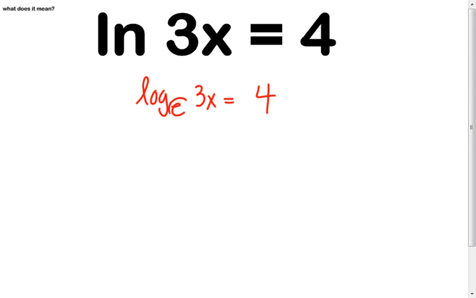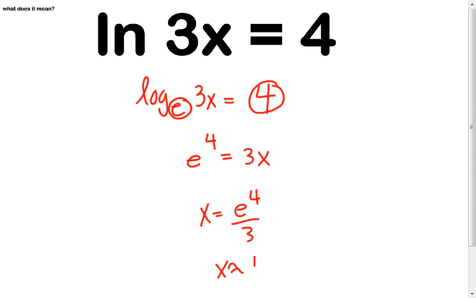So now, here's your base, e. Here's your exponent, 4, equals 3x. And of course, I have an e button on my calculator, so I can figure out what e to the 4th power is. So then x will be e to the 4th power divided by 3, or about 18.199. Okay?